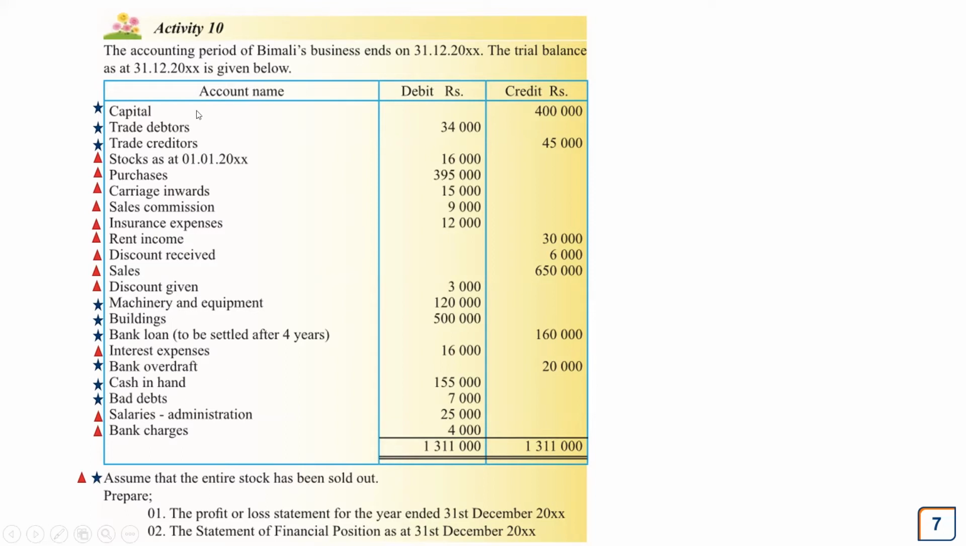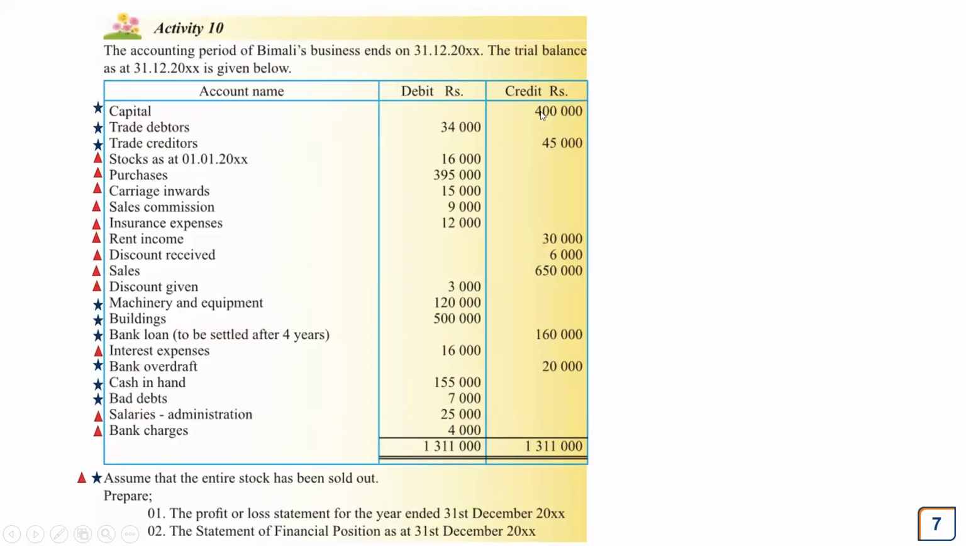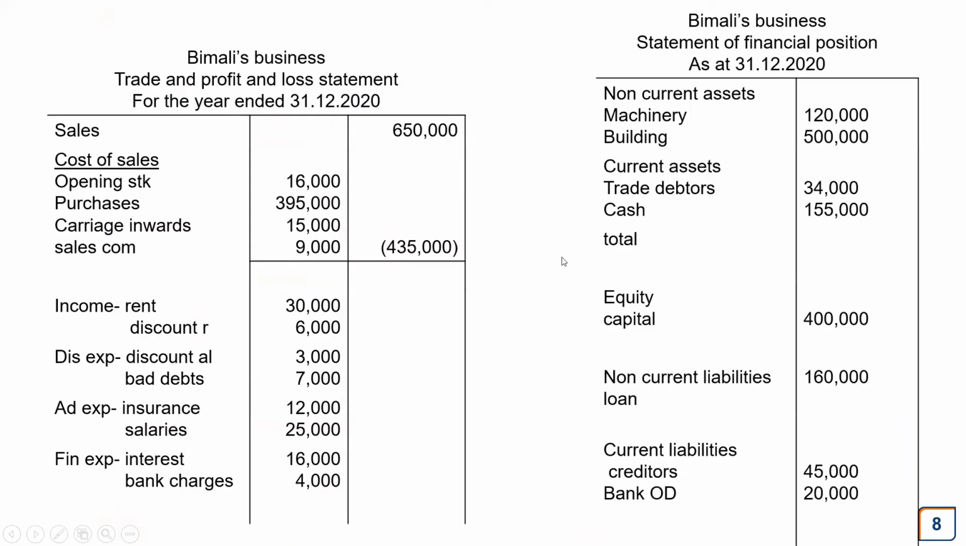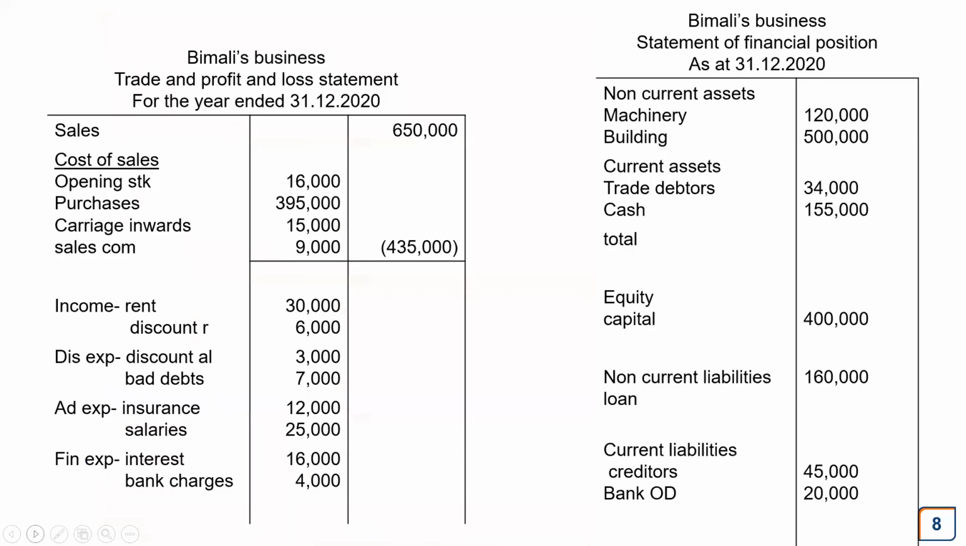So we have to consider each account and record them in the profit and loss statement as well as the statement of financial position. So this is the first one, capital 400,000. I have taken it to the equity. Under equity, I write capital and 400,000. Then trade debtors 34,000, trade creditors 45,000. Since there are no adjustments, I'm going to take them. Trade debtors 34,000, under current liabilities creditors 45,000.